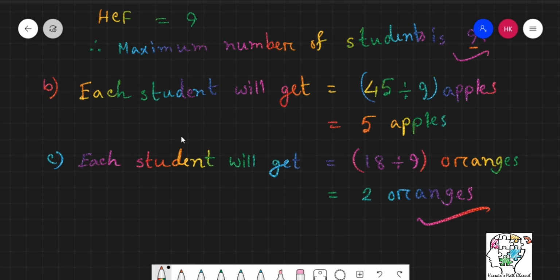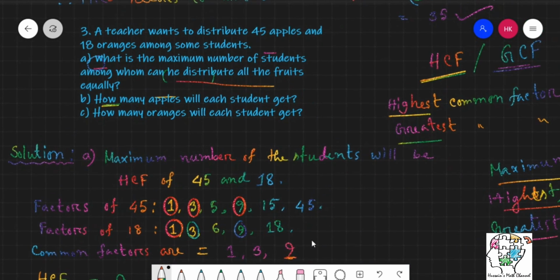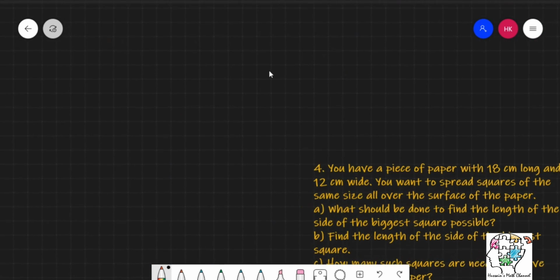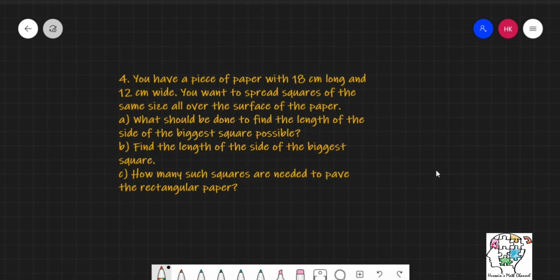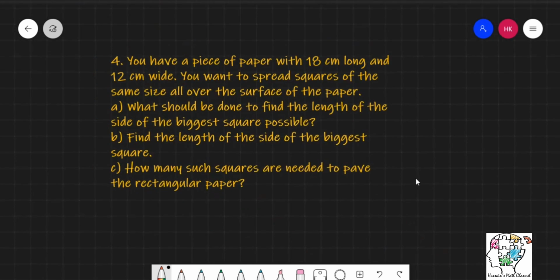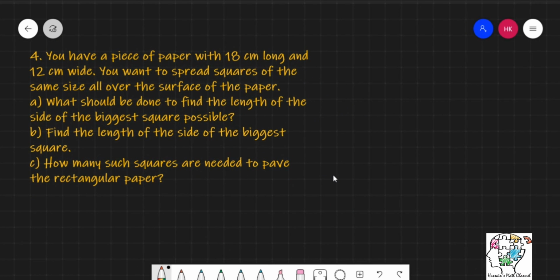I hope you understand this maths, and now we will move on to another question, question number 4 of today's lecture. Here it is. On the screen you can see the question number 4. At first we read the question carefully.